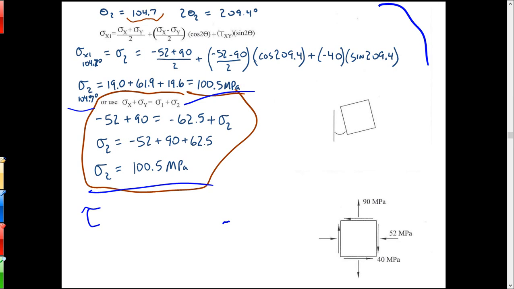What's the shear on that plane? You'll remember? On those two principal planes. What's the shear there? Doesn't sound like anybody remembers. It's zero, okay. Principal normal stress has zero shear on it.